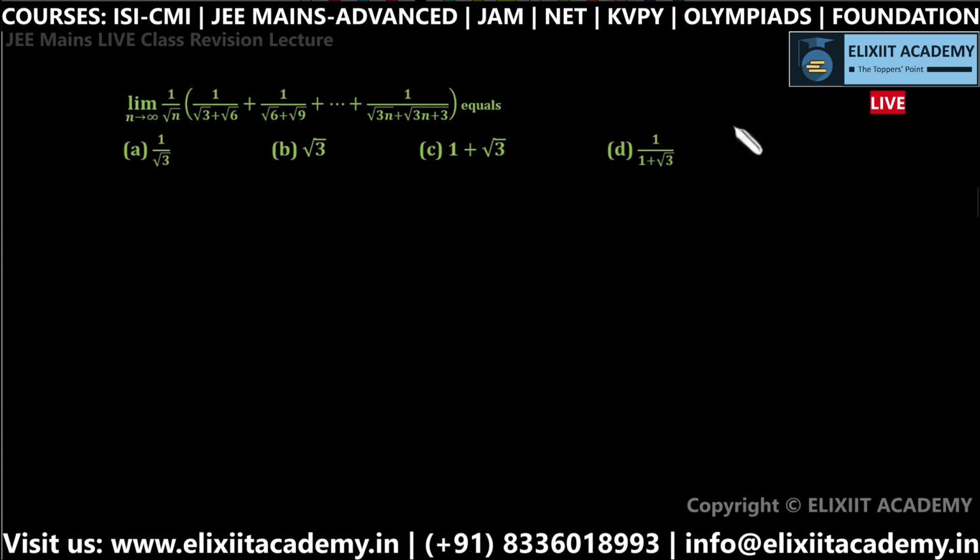Okay, so we now have this question, limit n tends to infinity, 1 upon root n multiplied by 1 upon root 3 plus root 6 plus 1 upon root 6 plus root 9 and so on up to 1 upon root 3n plus root 3n plus 3.